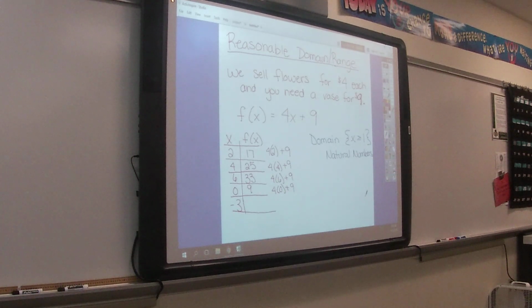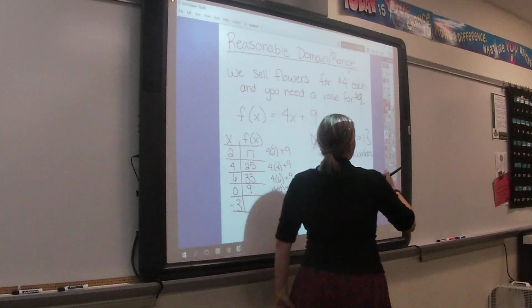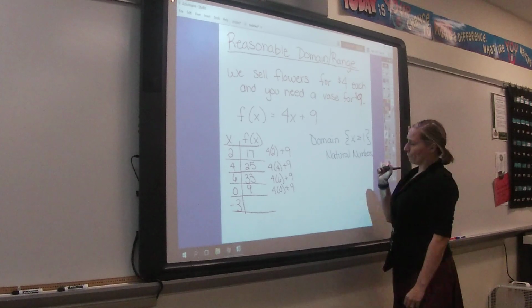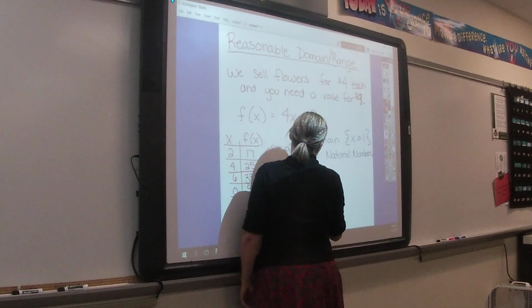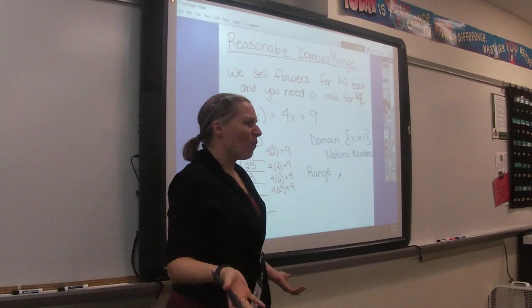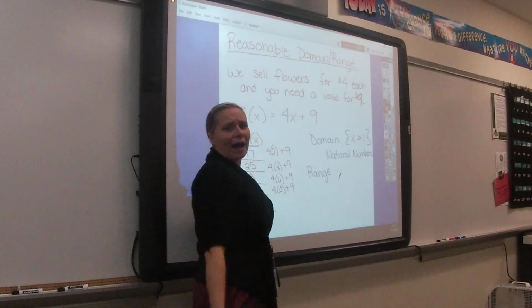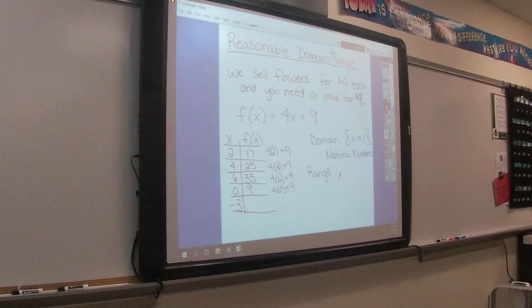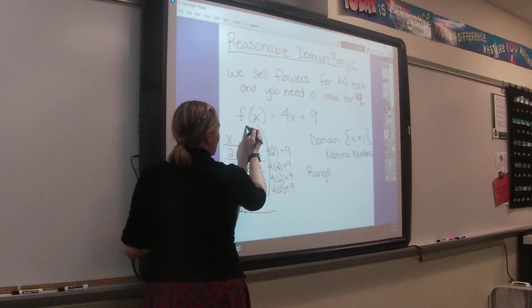So our domain is our natural numbers. Let's see if we can talk about what our range is. What's our range going to be? The f of x values, or well, y, right? Right, so in this case we could say y, that's okay. And what type of values can our range be? What type of values can we get out?